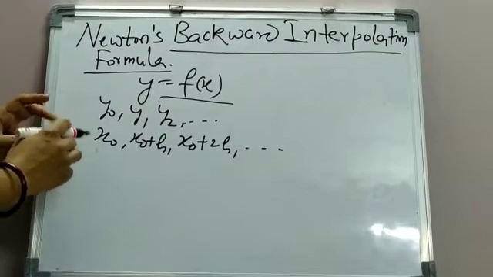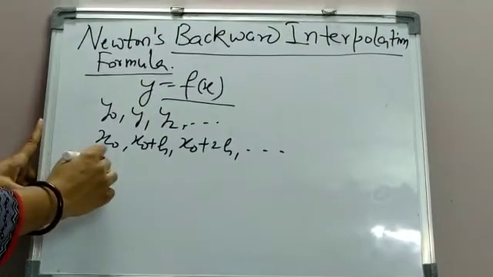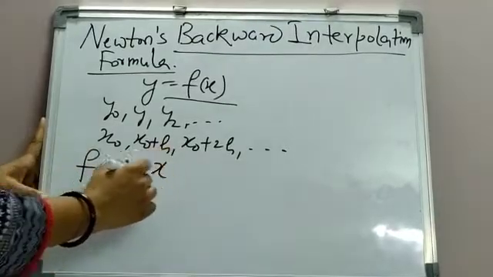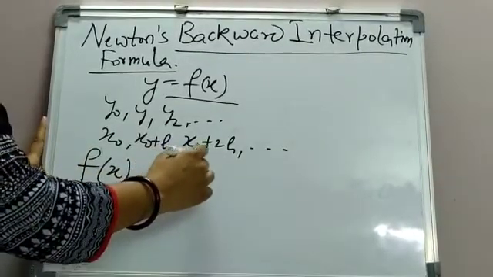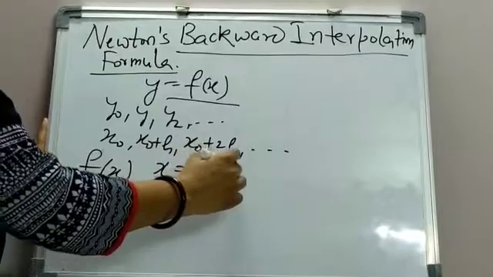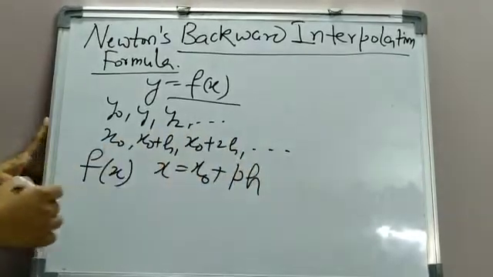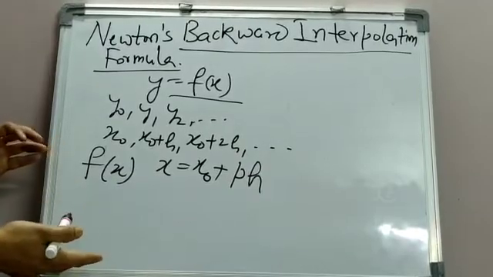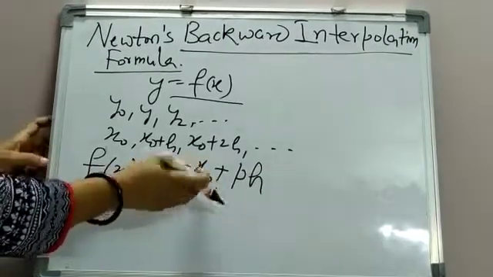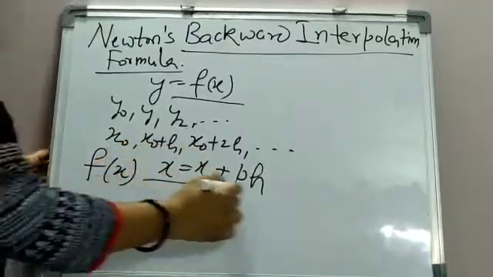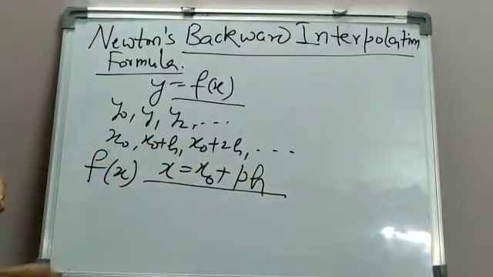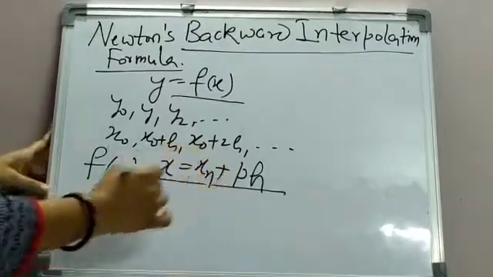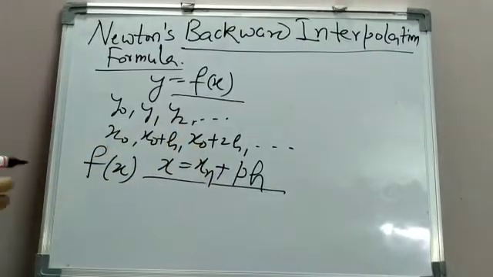Now the idea is we have to evaluate the value of this function f(x) at some value of x, which can be taken as x is equal to x0 plus ph, where p is any real number. Or we can take it any way. We have to find this. Or it will be better if we take xn plus ph, where n can take any value.